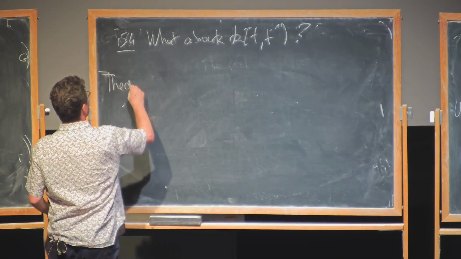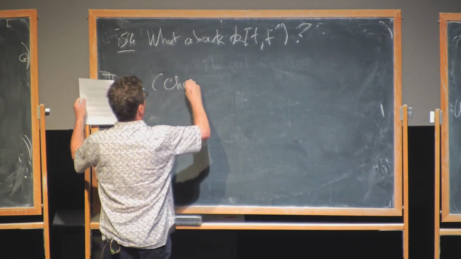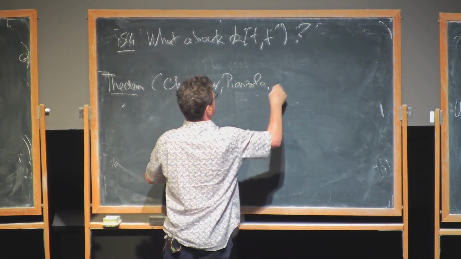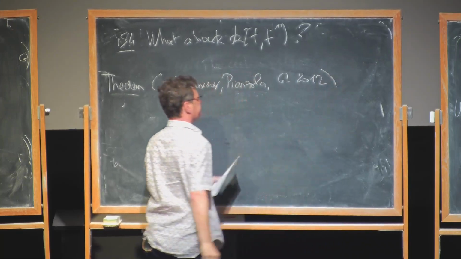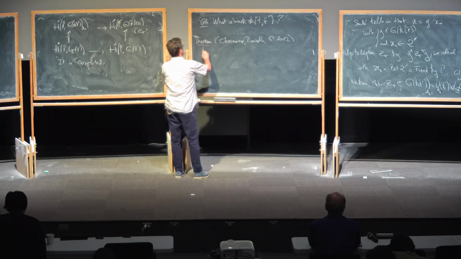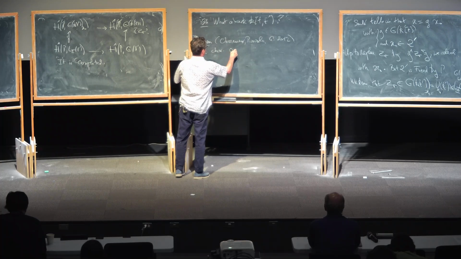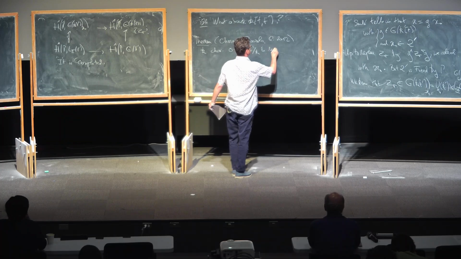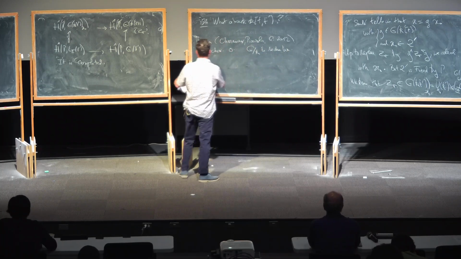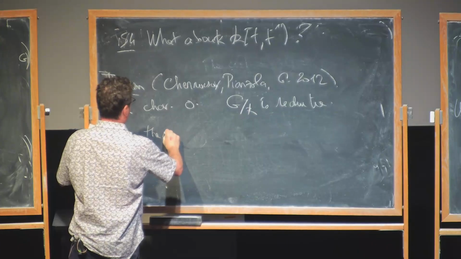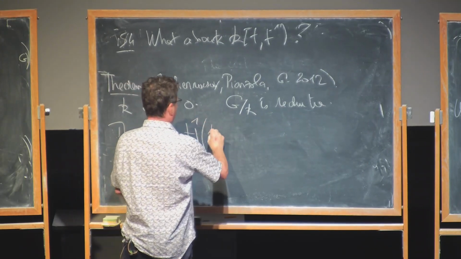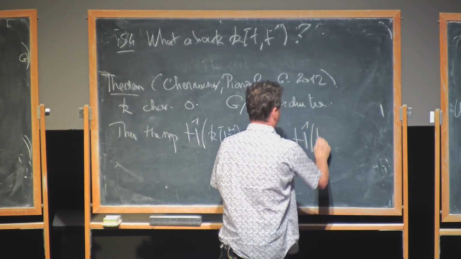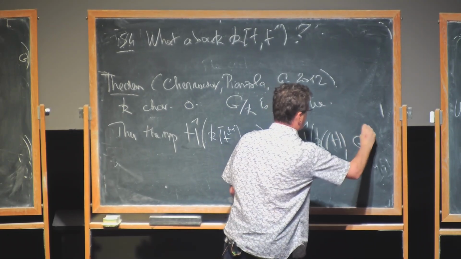So for simplicity, this is Chernousov, Pianzola, and myself in 2012. Say k of characteristic 0 to make it light. Then, so G over k is reductive. Well, then the map H^1 of the Laurent polynomials k[t, t^-1], G to H^1 of k((t)), G is bijective.